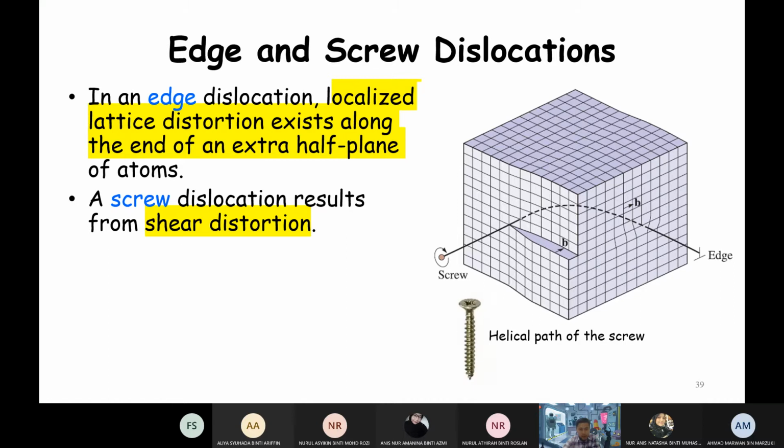Okay, I think I can skip this. Okay, I think by now you already know the differences between edge and screw dislocation.